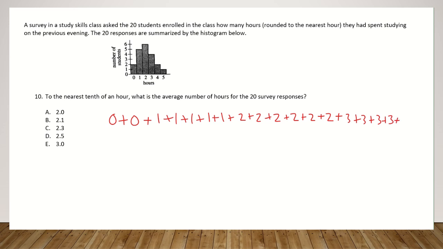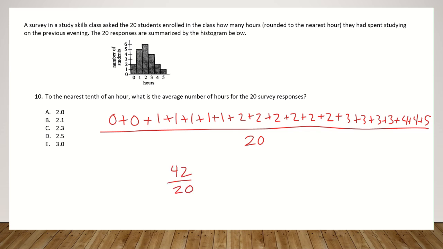I'm going to run out of room. 2 students who answered 4, and 1 student who answered 5. They must have AP classes, right? And we divide by how many we have. That's 20 students total. If you add that all up, you end up getting 42 out of 20. Our answer choices are in the form of decimals, so we can put that in our calculator and divide it and get 2.1.